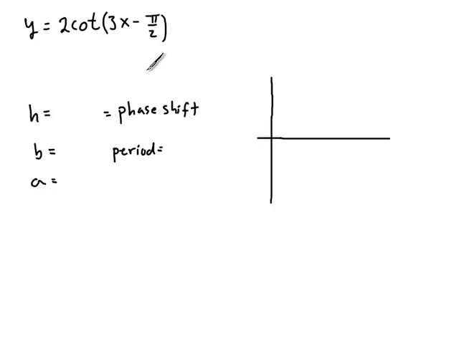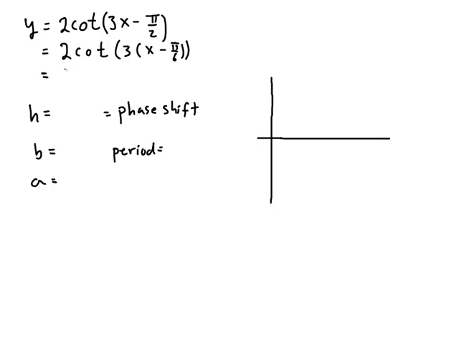In this video, we're going to look at how to graph the cotangent function using the concept of phase shift and period. The first thing that I want to do is write my function in standard form, meaning I need to factor the 3 out of the argument to get 3 times x minus, and to factor 3 out of pi over 2, I'll simply divide it by 3 to get pi over 6.